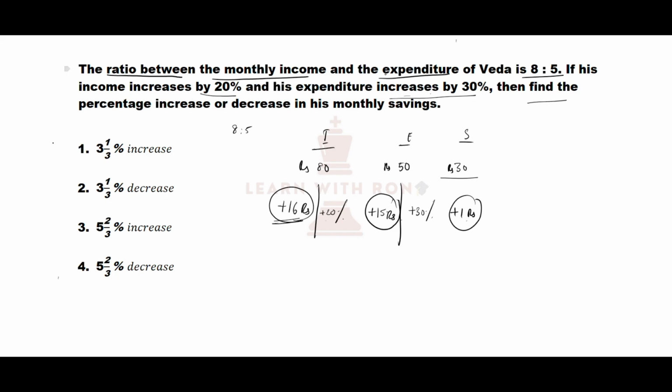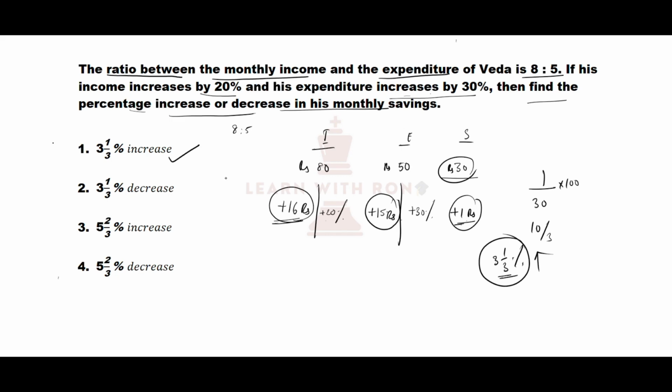So they asked us to find the percentage increase or decrease in his monthly savings. Increased savings by before savings into 100, which is nothing but 10 by 3. We can write it as 3 1 by 3 percent. So we got an increase. So 3 1 by 3 percent increase, which is option number 1. Let's see our next question.